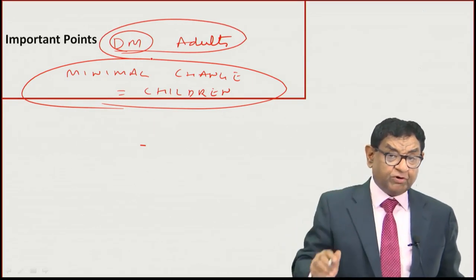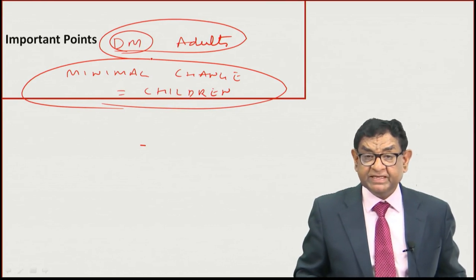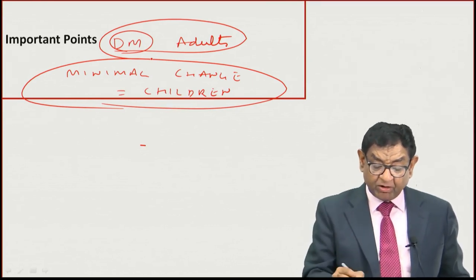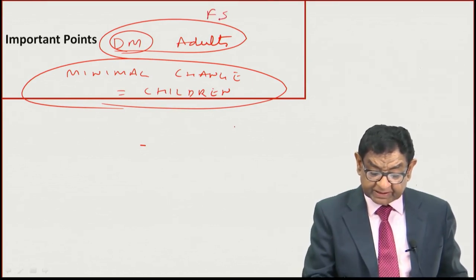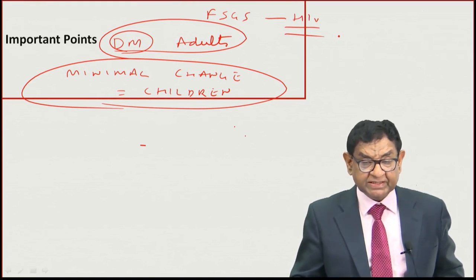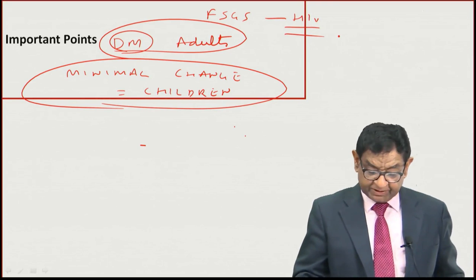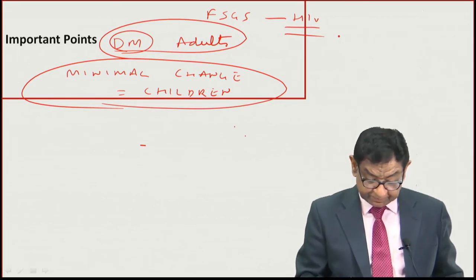If the question is about primary cause, out of the four, minimal change, membranous, FSGS and MPGN, then the most common is FSGS. This is all due to HIV. Previously, it used to be membranous, but now it is HIV, and HIV, I told you, leads to collapsing type of nephropathy. Okay, I hope things are clear to you.